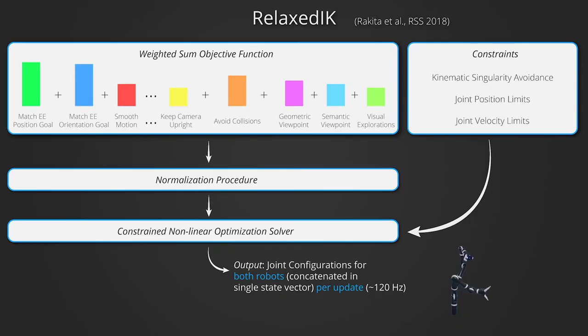Our method utilizes the RelaxedIK solver to achieve real-time motion optimization performance. The solver utilizes a flexible, nonlinear optimization framework to handle motion synthesis problems that dynamically trade off between multiple objectives, and is able to produce per-update motions that accurately follow end effector pose goals without exhibiting collisions, kinematic singularities, or joint space discontinuities. We incorporate our geometric, semantic, and visual exploration viewpoint adaptation types into the RelaxedIK optimization framework by adding additional terms in the objective function.